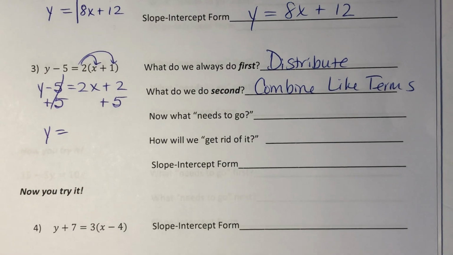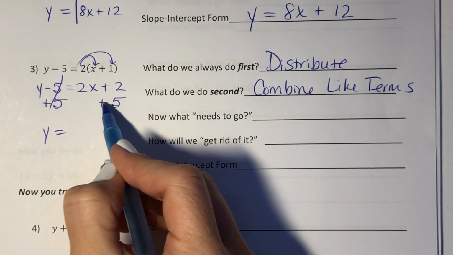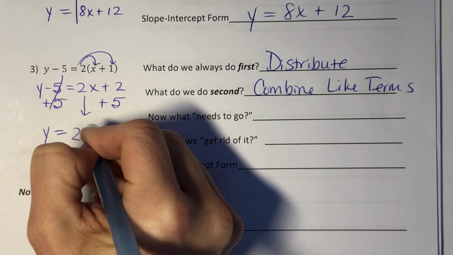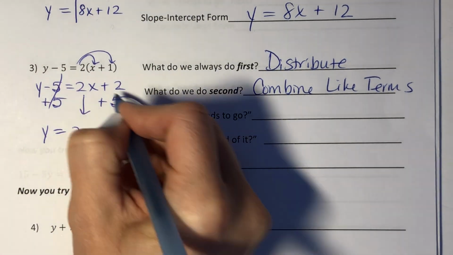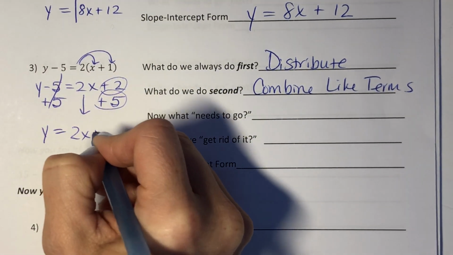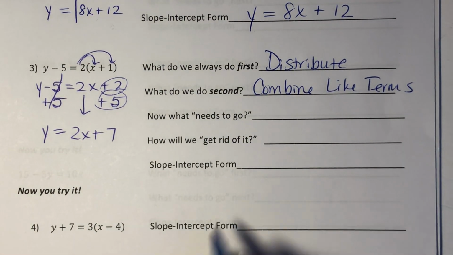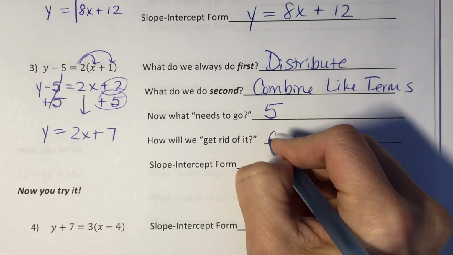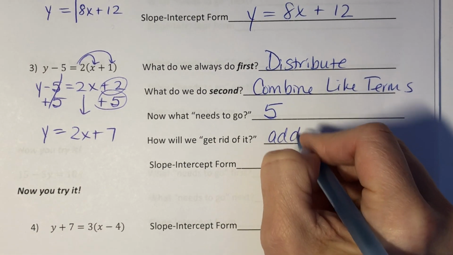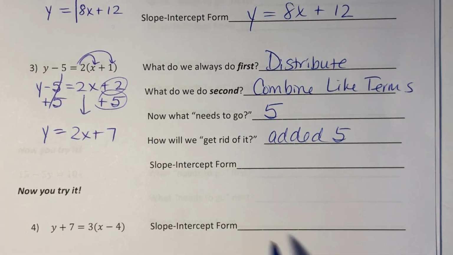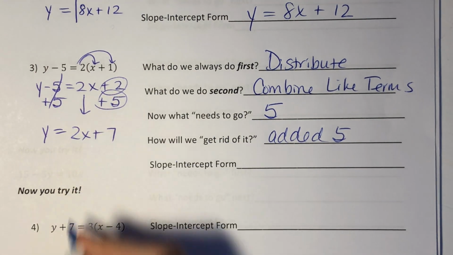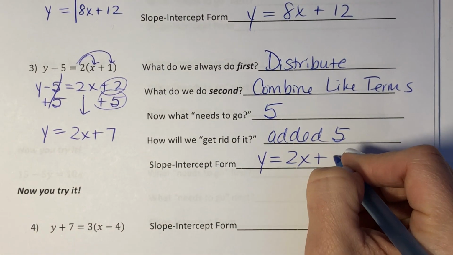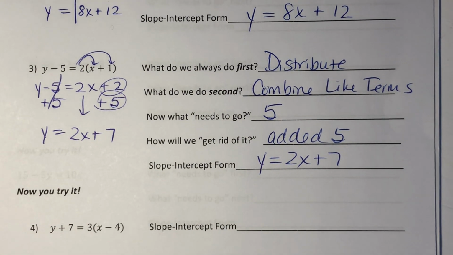But I want you to see what happens when I move this over. Notice that I put this constant underneath this one. There are no other x terms to combine, so you're bringing that down, and then you are combining your 2 and your 5, and you're getting 7. So what needed to go first? The 5. How did we get rid of it? We added 5. And after we added 5 and combined it with that 2, we get a slope-intercept equation of y equals 2x plus 7.